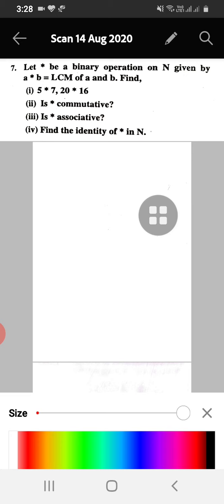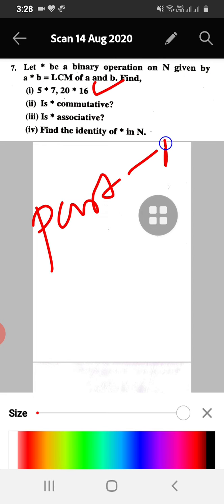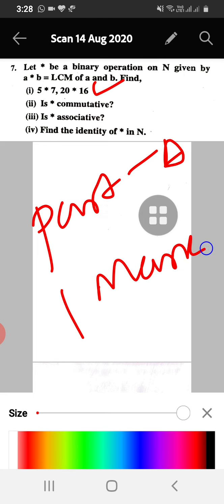So here the first question is find 5 star 7 and 20 star 16. That is one question for 1 mark. It has been asked once in part A for 1 mark. The question was: let star be a binary operation on N given by a star b is equal to LCM of a and b, then find 5 star 7, or find 20 star 16. Here both are combined.